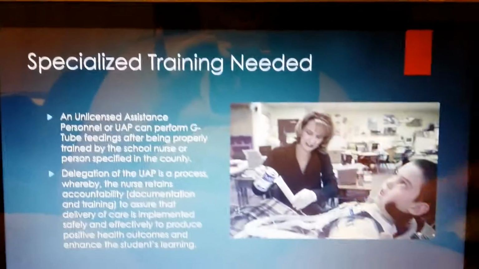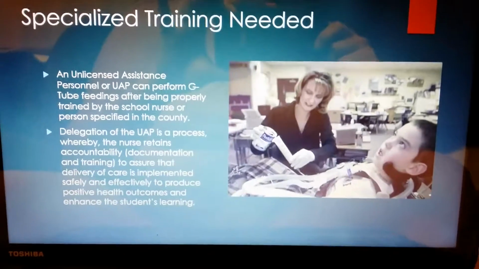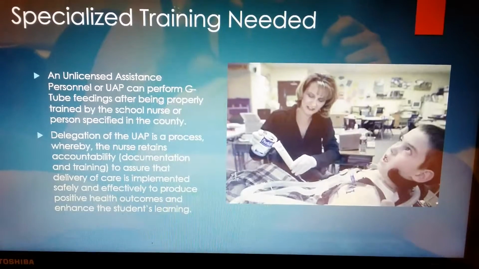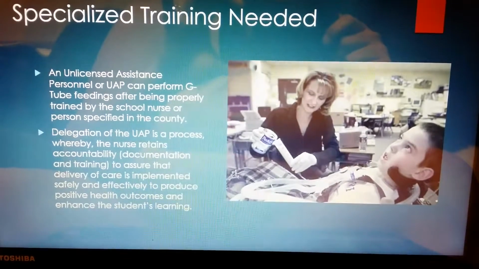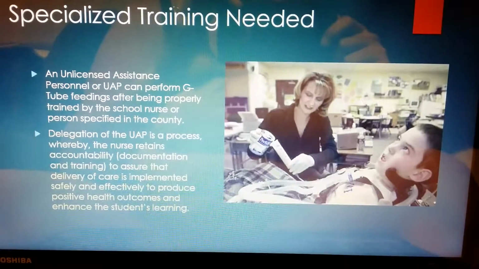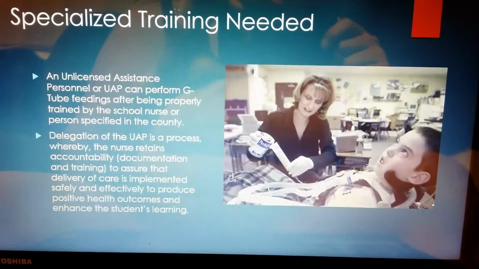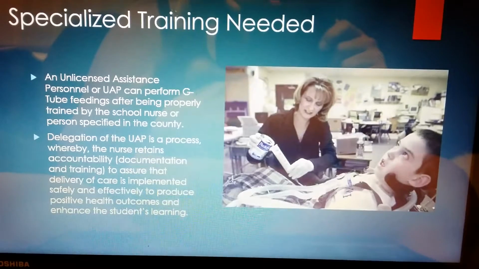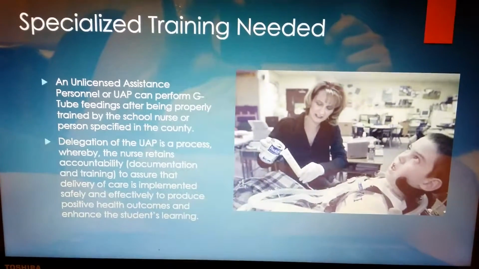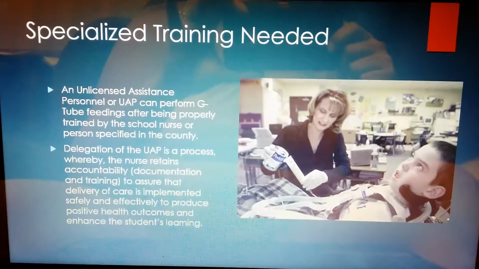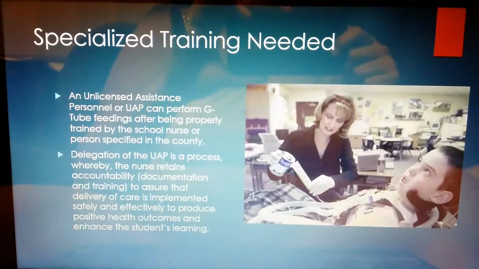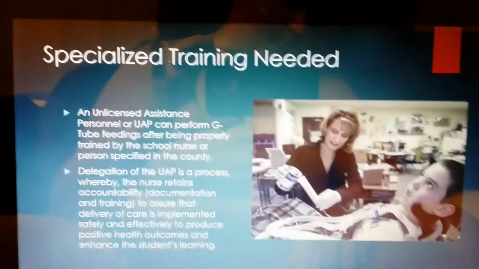Specialized training needed. An unlicensed assistive personnel, or UAP, can perform G-tube feedings after being properly trained by the school nurse or person specified in the county. Delegation to the UAP is a process whereby the nurse retains accountability, such as documentation and training, to assure that delivery of care is implemented safely and effectively to produce positive health outcomes and enhance the student's learning.